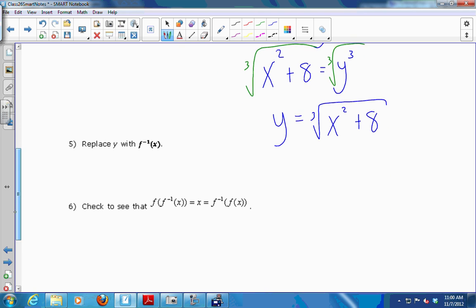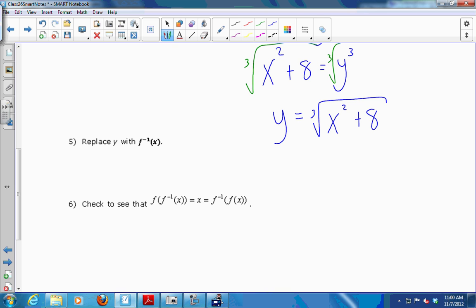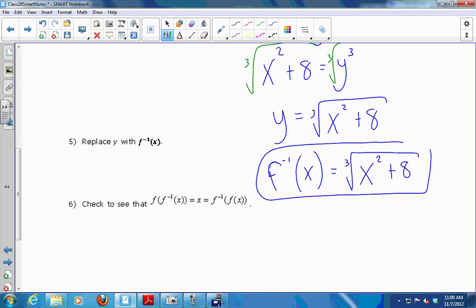Step 5, replace the y with an f inverse of x. So I have, instead of y equals, f inverse of x equals the cube root of x squared plus 8. That's my inverse function.